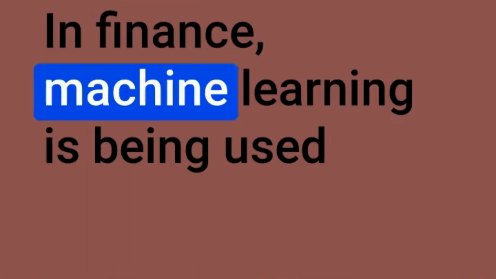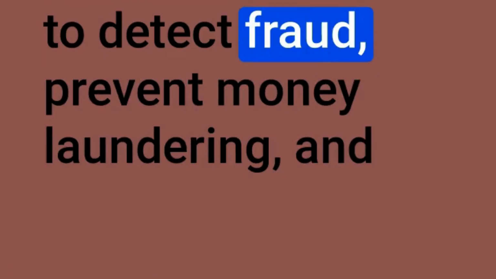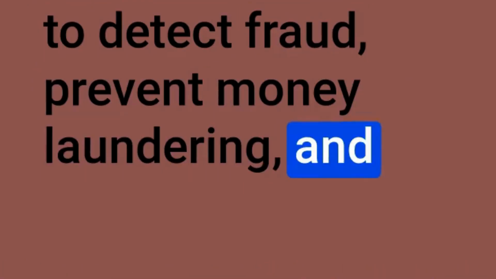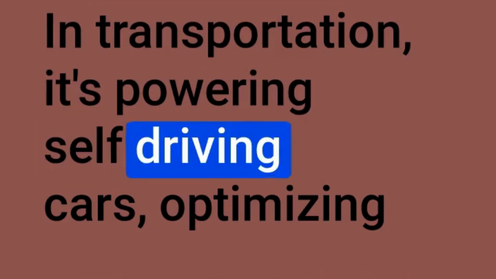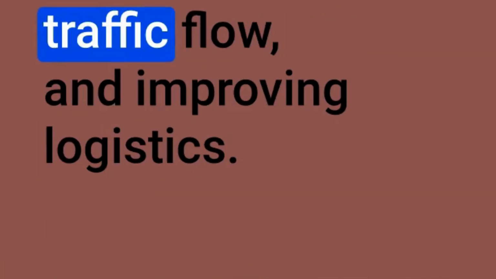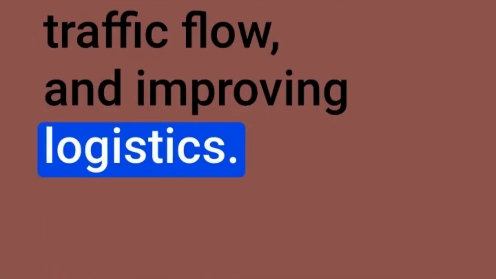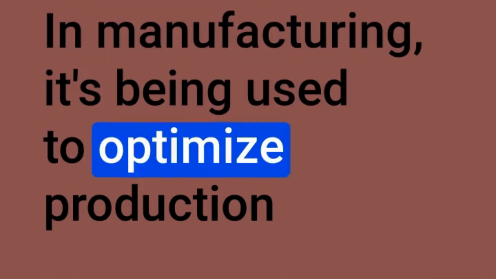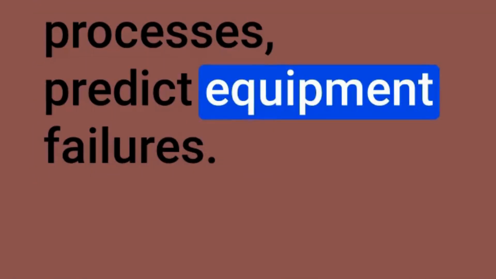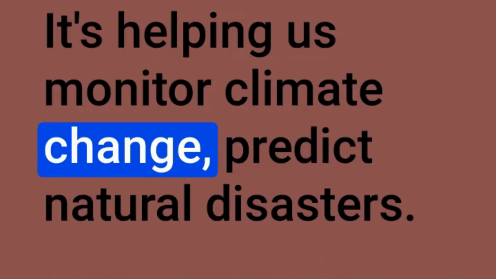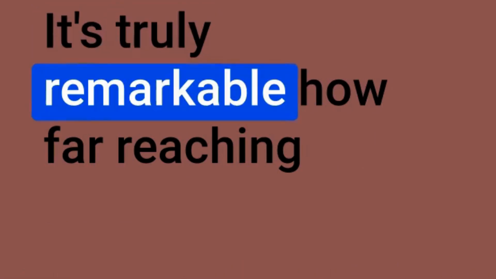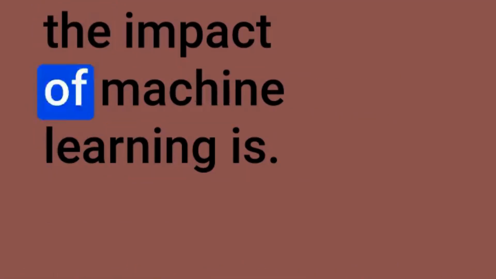In finance, machine learning is being used to detect fraud, prevent money laundering, and make better investment decisions. In transportation, it's powering self-driving cars, optimizing traffic flow, and improving logistics. In manufacturing, it's being used to optimize production processes, predict equipment failures. Wow. And improve product quality. And in environmental science, it's helping us monitor climate change, predict natural disasters, and conserve resources. It's truly remarkable how far-reaching the impact of machine learning is.